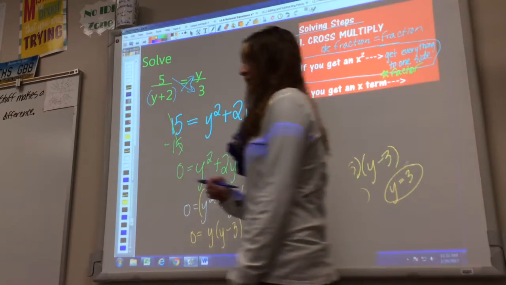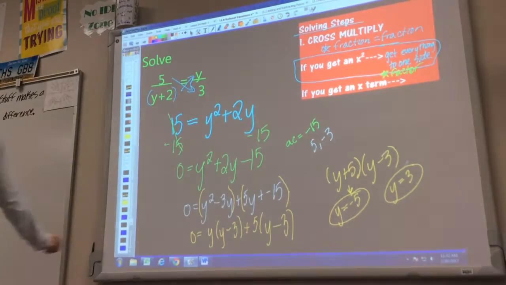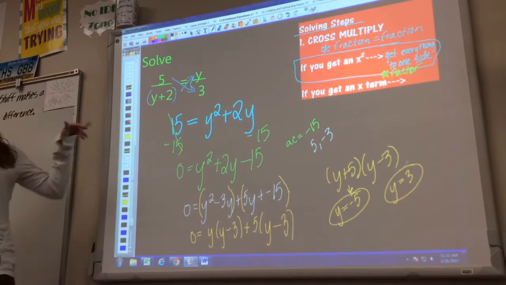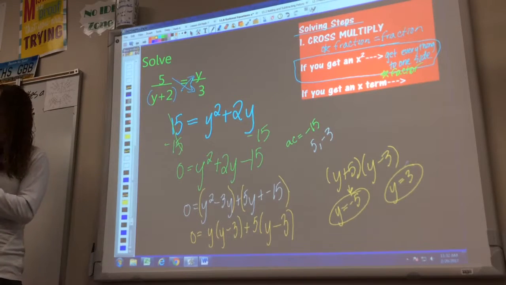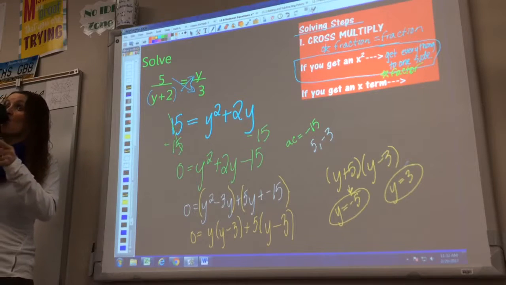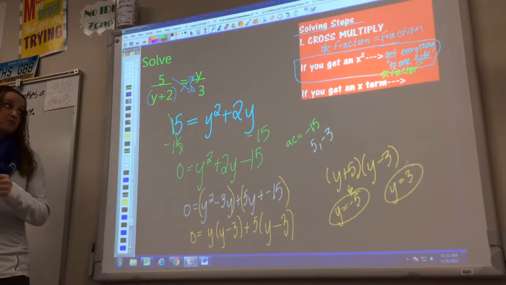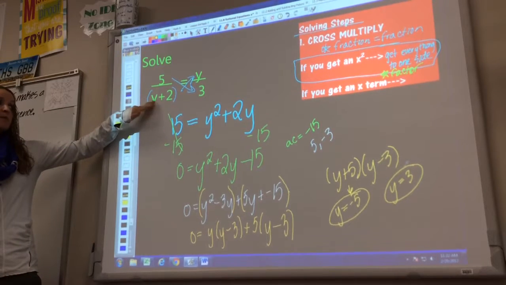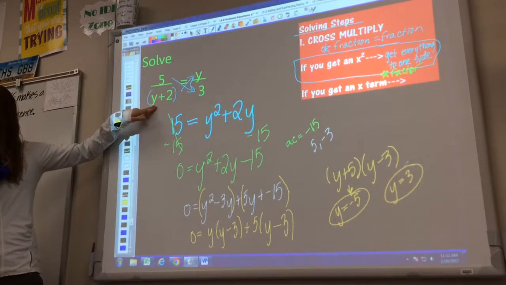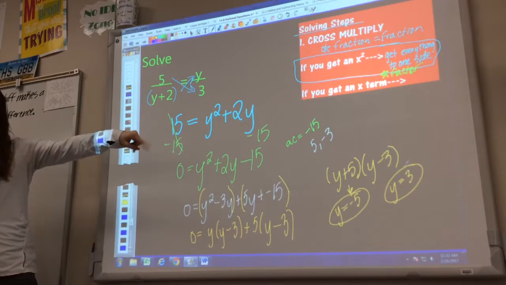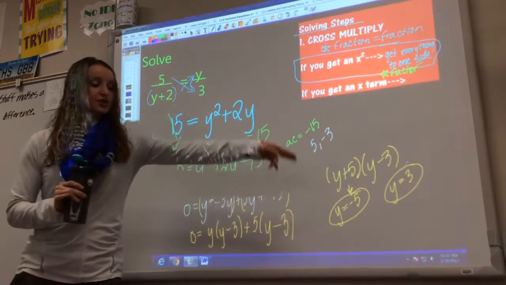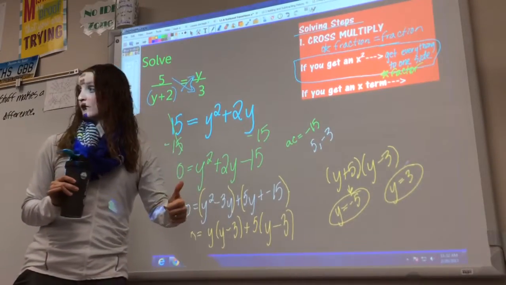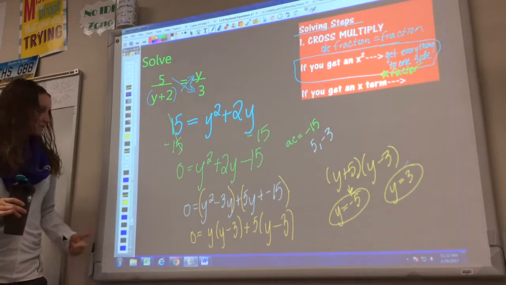Why not? What makes fractions different than most solving problems? You have to make sure the denominator doesn't equal 0. What would be the only number that would make our denominator undefined? Negative 2. Is that either one of our answers? No. No, so both of those answers are good. Any questions on this one?